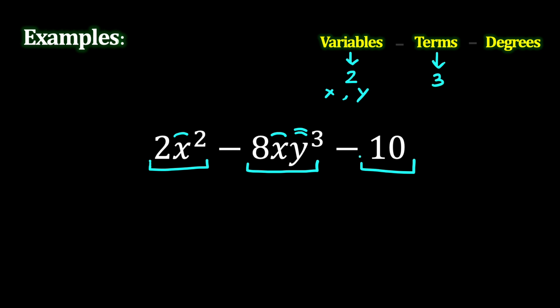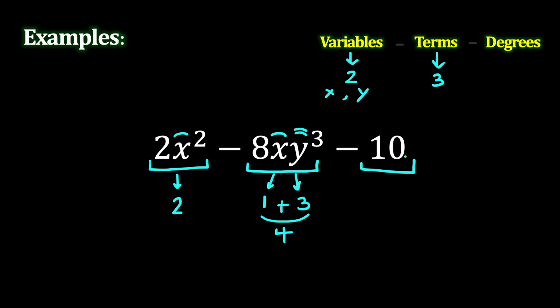And for the degree of this polynomial, we need to identify the degree of each term. So for the first term, the exponent of the variable is 2, so the degree of this term is 2. And for the second term, as you can see, we have two variables multiplied by each other. The exponent of x is 1 and the exponent of y is 3. So to calculate the degree of this term, we need to add these two exponents. So 1 plus 3 equals 4. And the degree of this term will be 4.